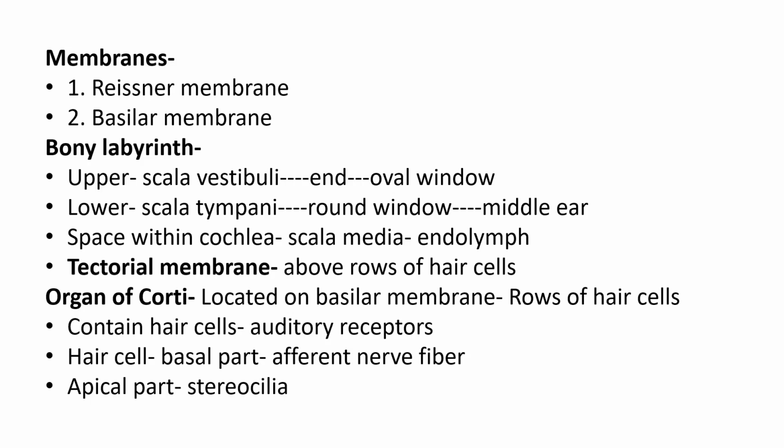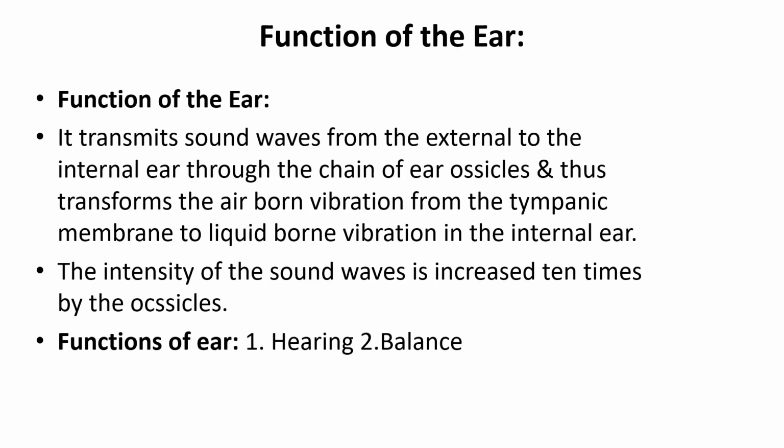It contains hair cells. They are auditory receptors, and the hair cell has two parts: the basal part attached to the afferent nerve fiber, and the apical part has stereocilia. Now let's see the functions of the ear. It transmits sound waves from external to internal ear through the chain of ear ossicles, that is malleus, incus, and stapes, and transforms the airborne vibration in the environment from the tympanic membrane to the liquid borne vibration in the internal ear. The intensity of the sound waves is increased 10 times by the ossicles.